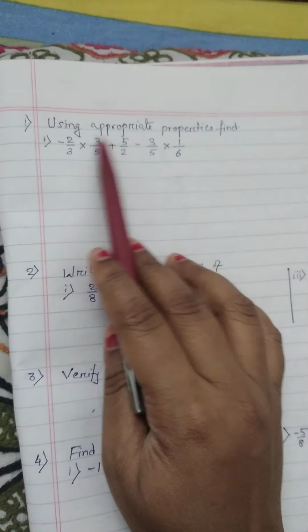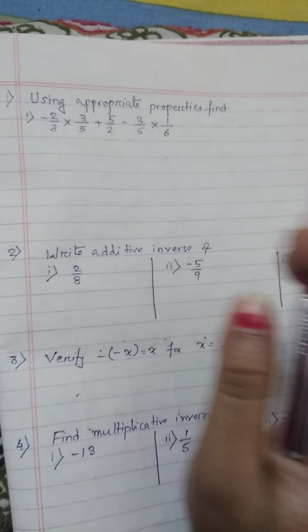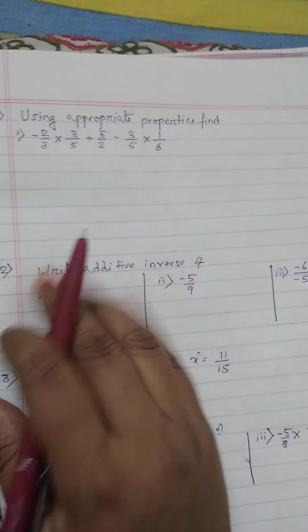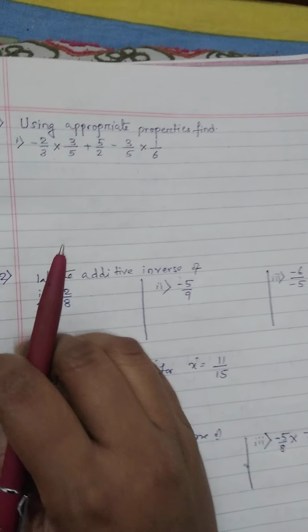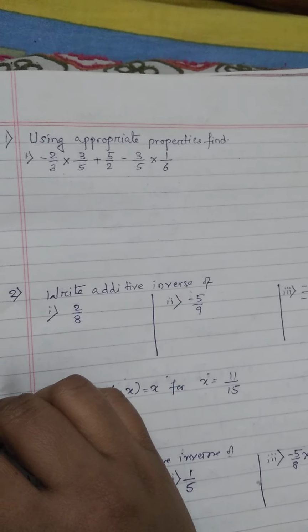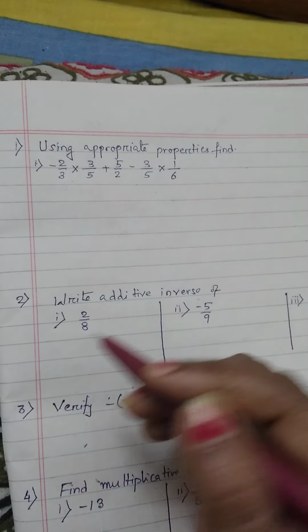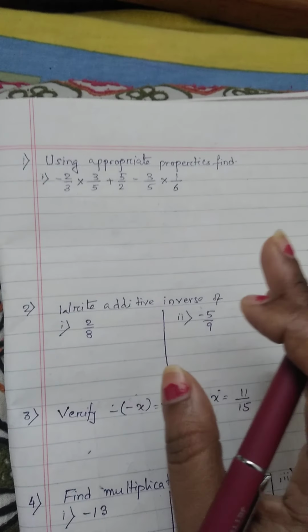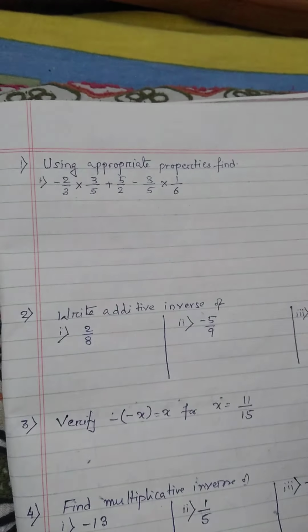So today we will be solving some questions based on rational numbers. We learned various properties on the previous day: closure property, commutative property. If a plus b is equal to b plus a, we said commutative property. Associative property, a plus b plus c is equal to a plus b plus c.